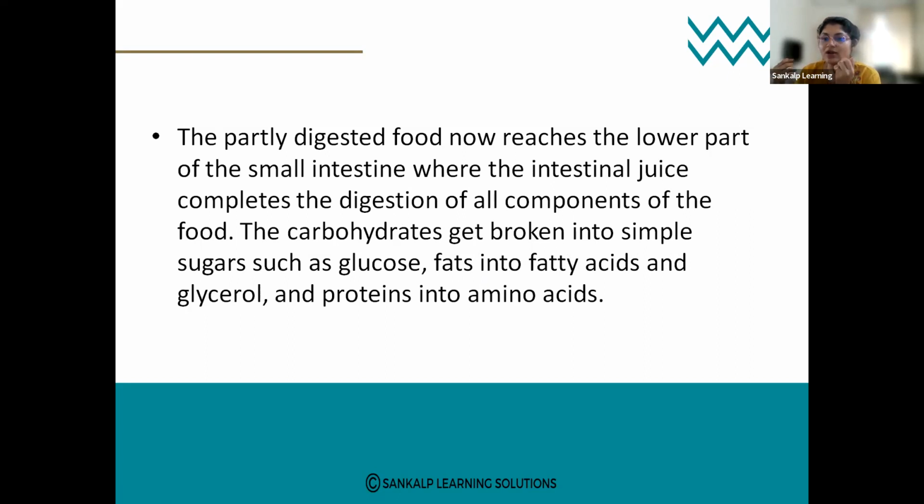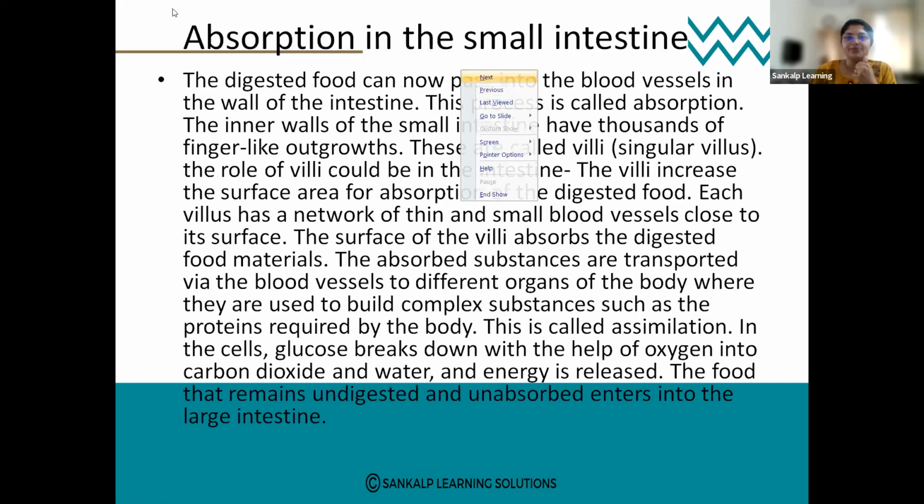Then how are proteins made up? The building blocks of protein are amino acids. When amino acids are joined, they make up the protein. So amino acids are the building blocks of protein. Next is absorption in the small intestine.